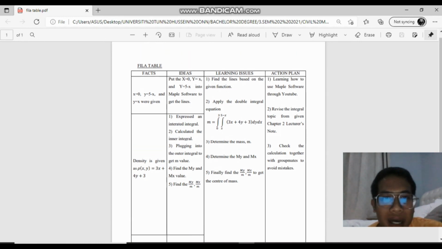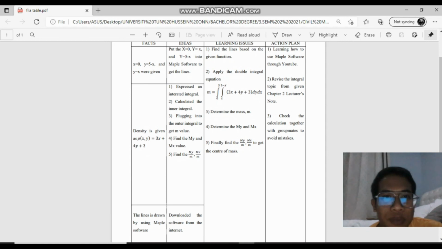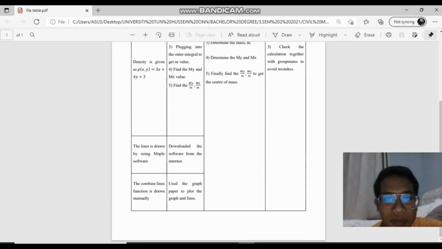Action plan, we have 3 action plans. The first one, learning how to use the Mapper software through YouTube. The second one, revise the integral topic from the given chapter 2 lecturer's notes. The last one, check the calculation together with groupmates to avoid mistakes. This is our filler table. That's all from me. Thank you so much.